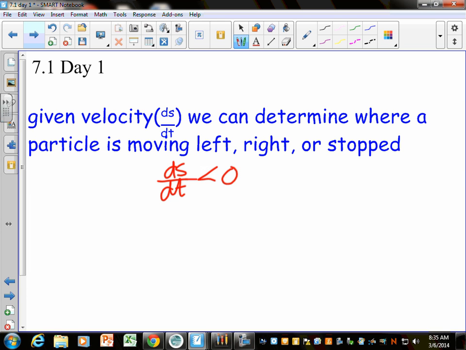And if it's moving right, what do we know about the velocity? It's positive, so we could say ds over dt is greater than 0. And if it's stopped, what do we know about the velocity? It's equal to 0. So they're going to use words like moving left, moving right, and stopped, but you have to just think about what that means: the velocity is less than 0, greater than 0, or equal to 0.